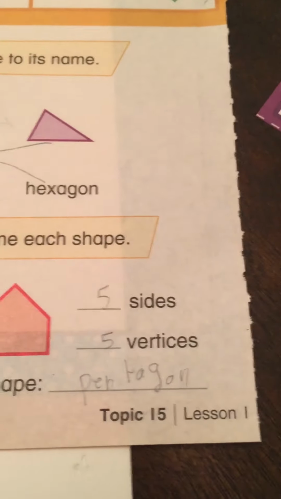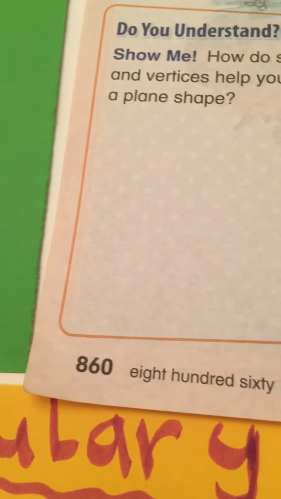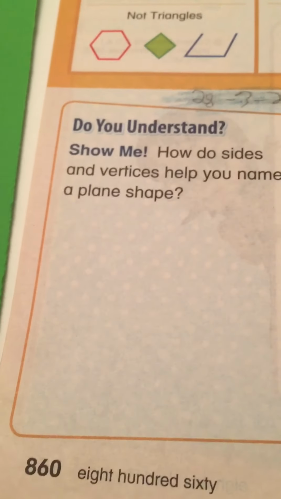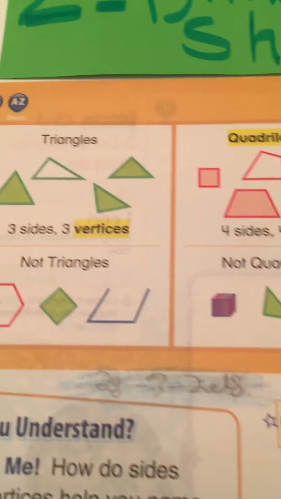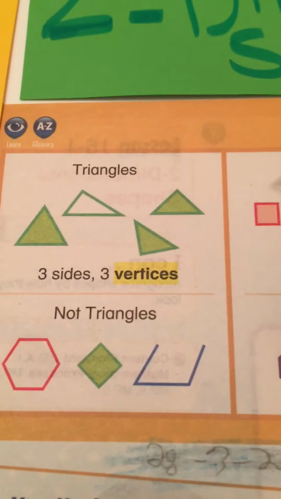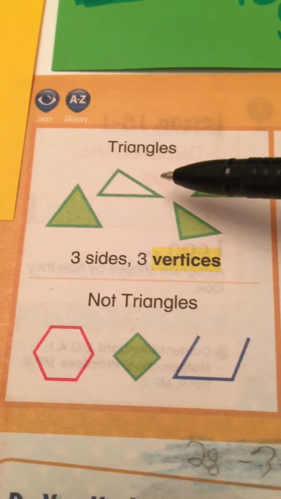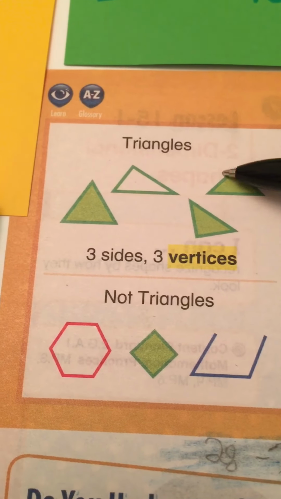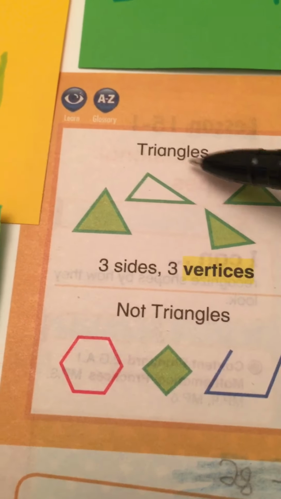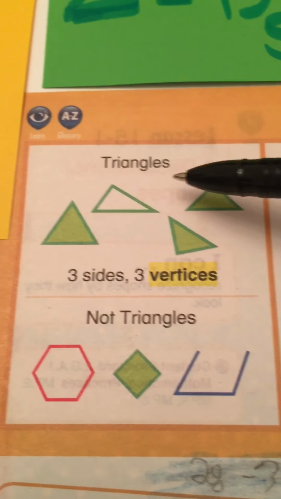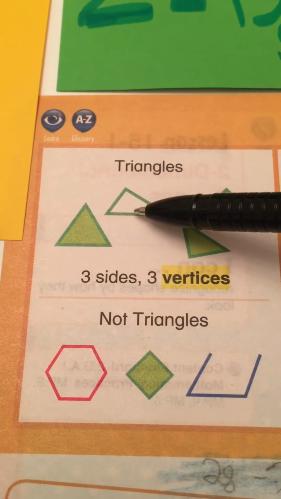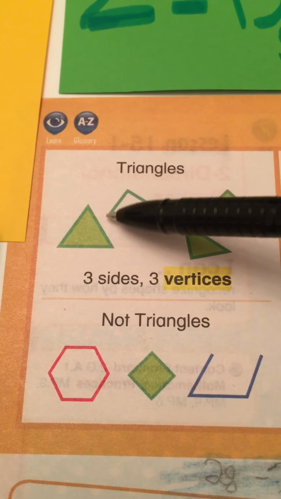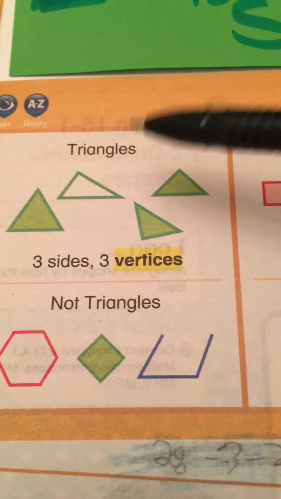So turn the page with me, boys and girls. You will see lots of shapes here, and the page is 860. So let's do this together. Let's learn about this. You all know this shape with 3 sides and 3 vertices is called a triangle.